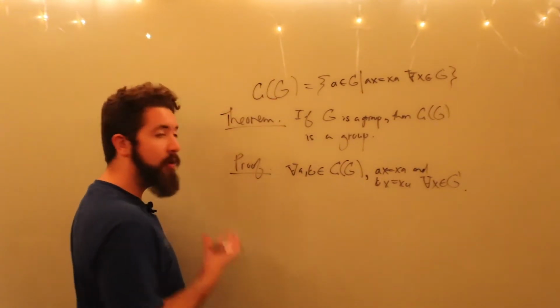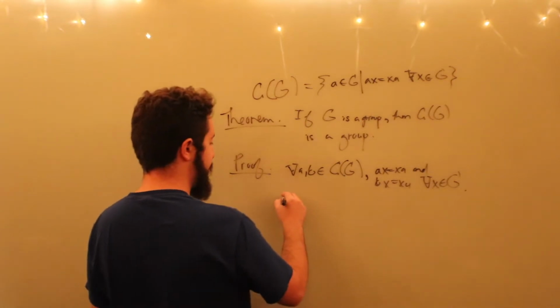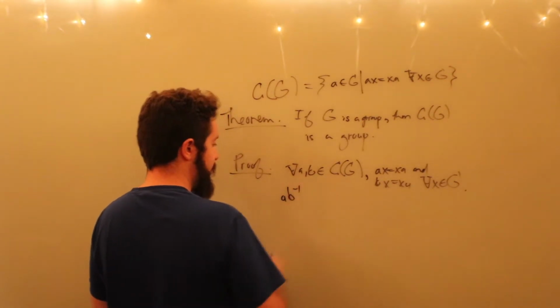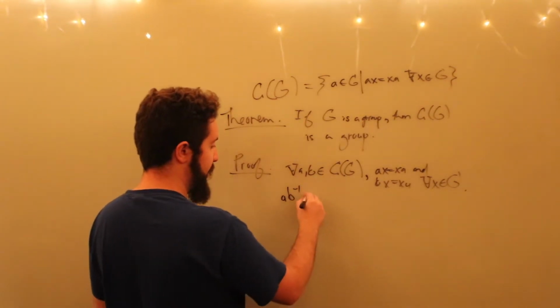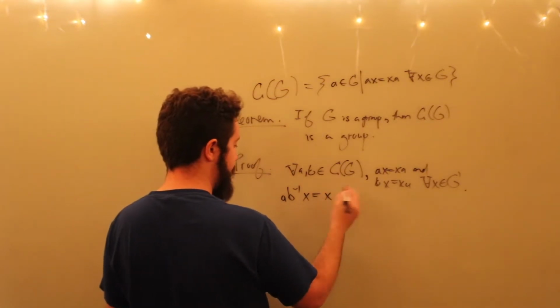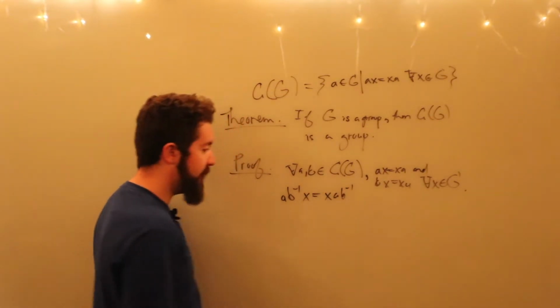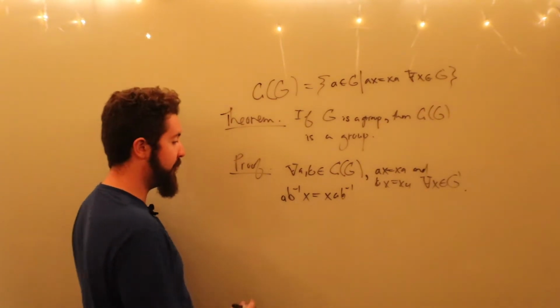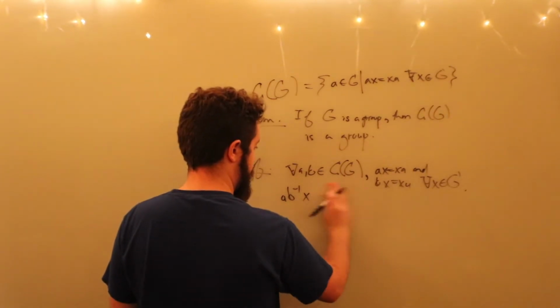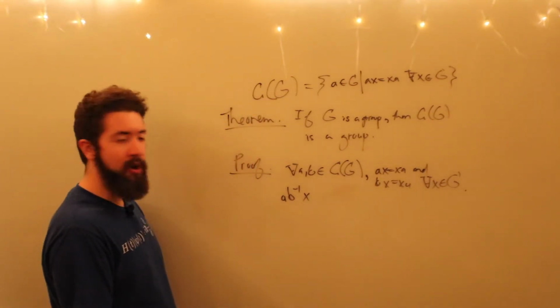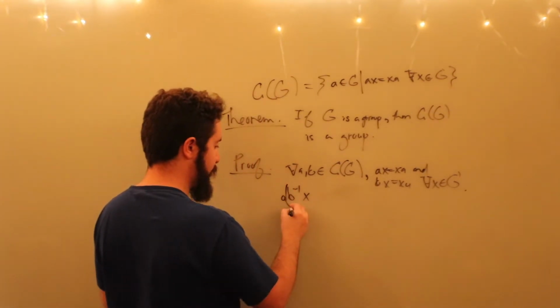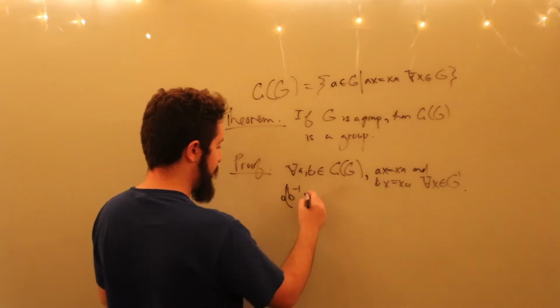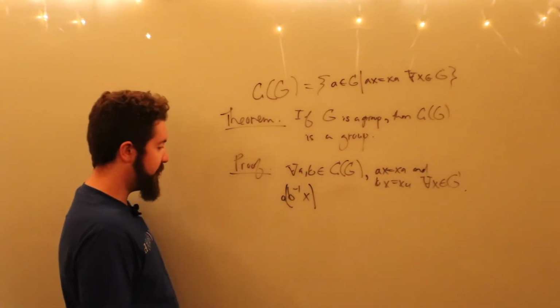So we want to do the subgroup test. We want to consider, does AB inverse times X equal X times AB inverse? If this is true, then AB inverse is in the center, and thus it's a group by the subgroup test. So, let's consider this product. By the associative property that holds in G, we're going to have this to be true.